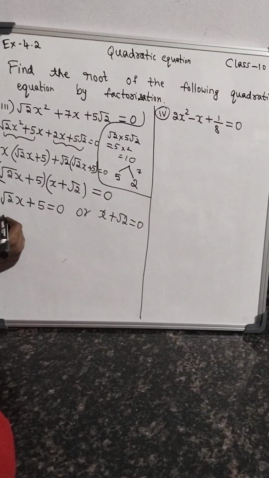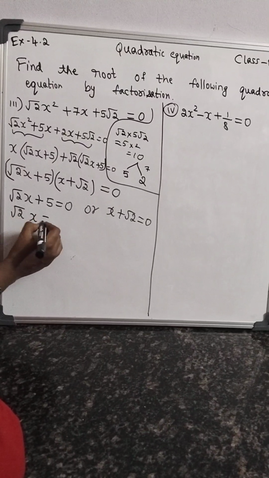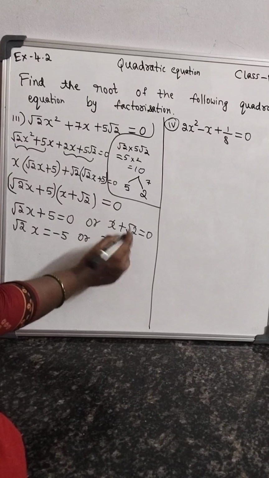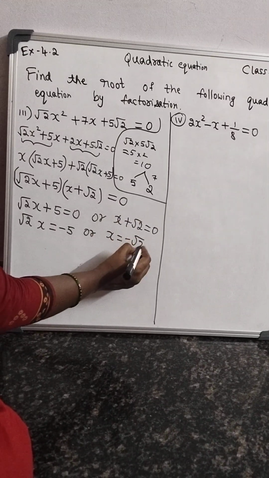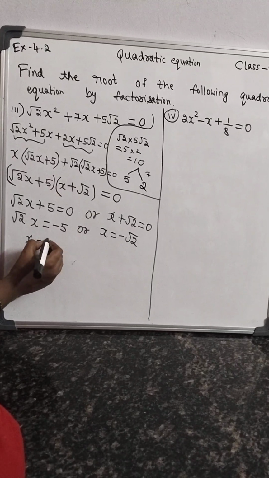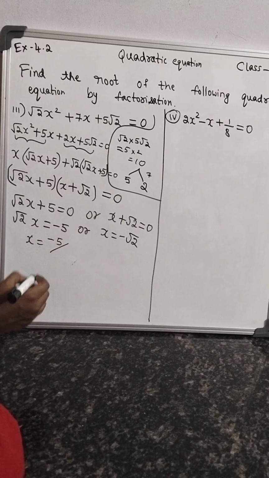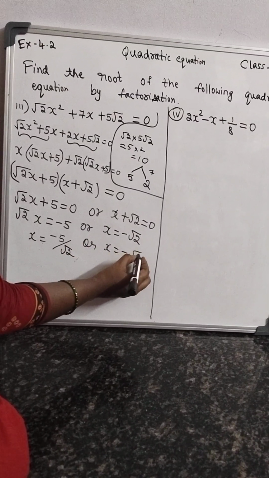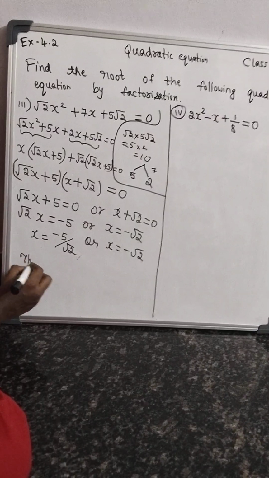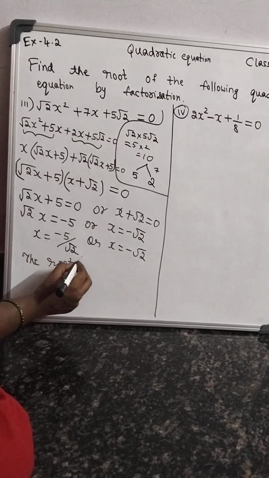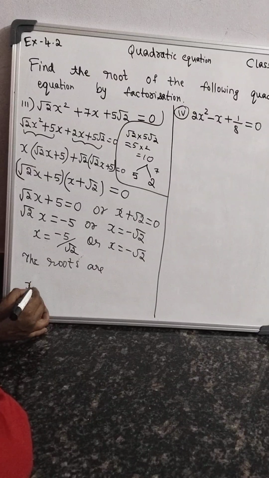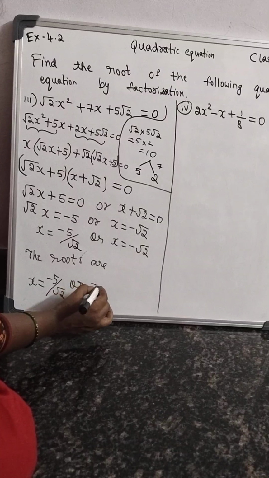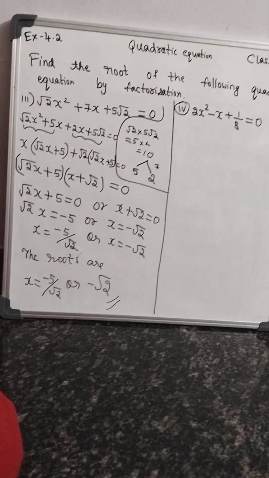So this will be square root of 2x which is equal to plus 5. When it goes to the other side, it becomes minus 5, or x is equal to plus 2. When it goes to the other side, minus square root of 2. Here x will be minus 5 divided by square root of 2, or x is equal to minus square root of 2. Therefore, the roots are x is equal to minus 5 divided by root 2 or minus square root of 2.